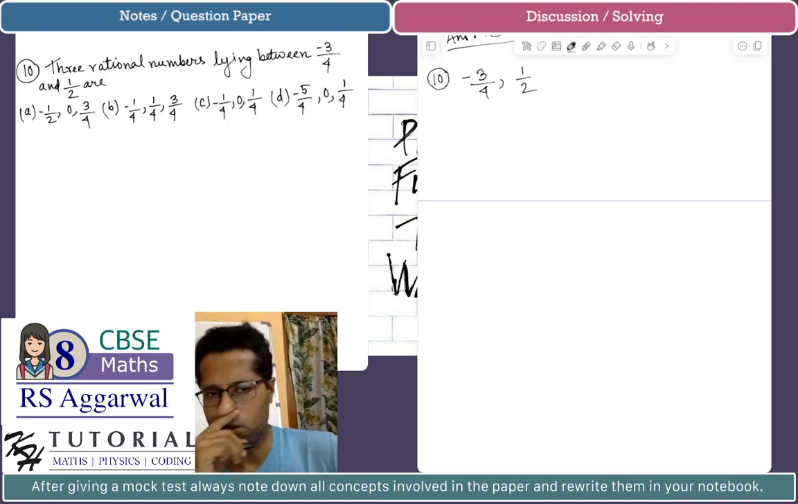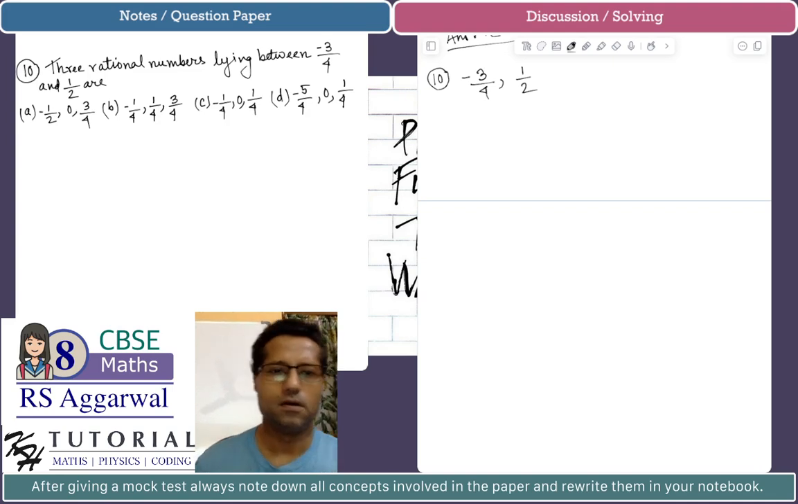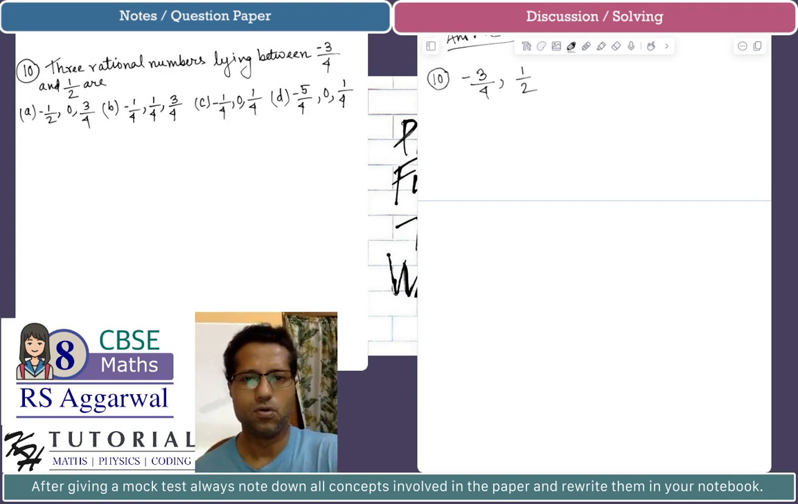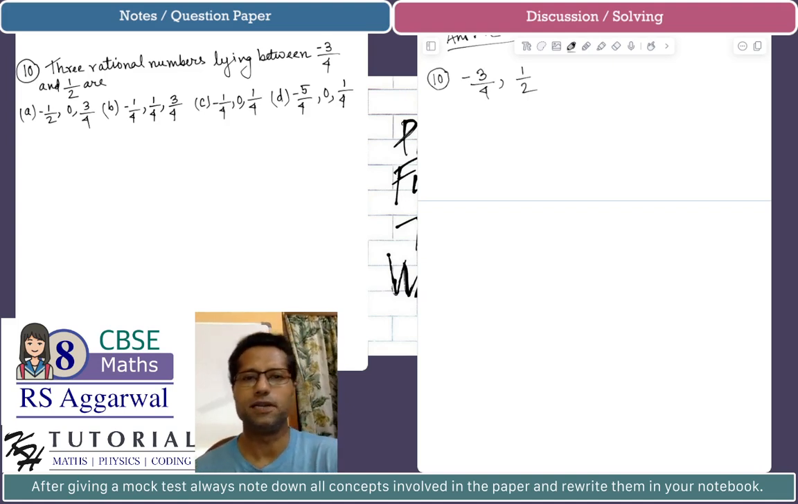Now you can see that in all the choices, the rational numbers are either an integer, that is 0, or they have a denominator of 4 or 2. Also, the two rational numbers giving the range, minus 3 by 4 and half, also have denominators 4 and 2.